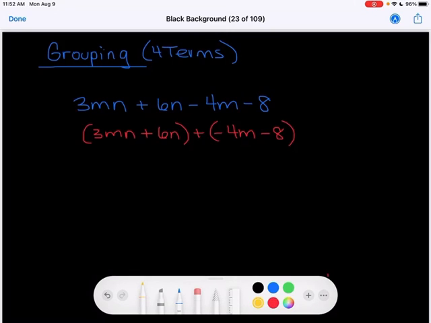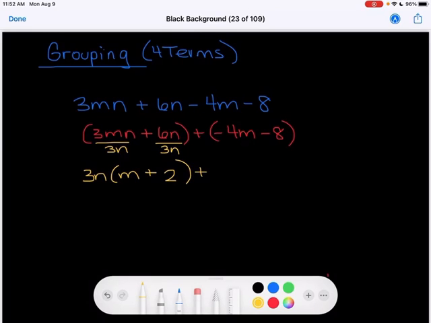All right, my GCF for 3mn and 6n would be 3n. I can factor out a 3n. So divide both of these by 3n. I would be left with just m here plus just 2 here, because 6 divided by 3 is 2 and the n's cancel.